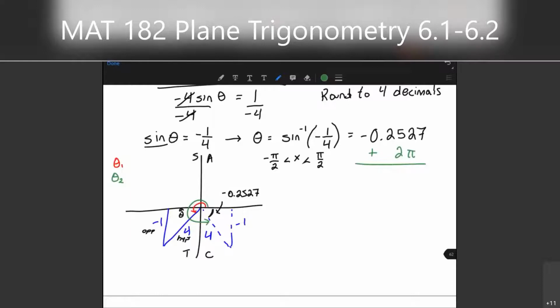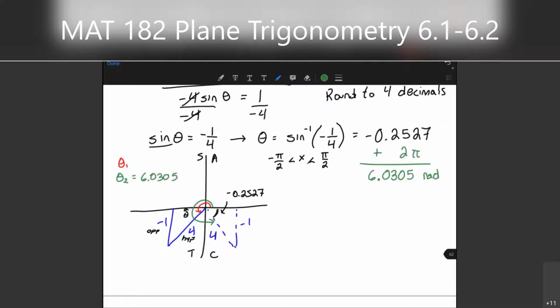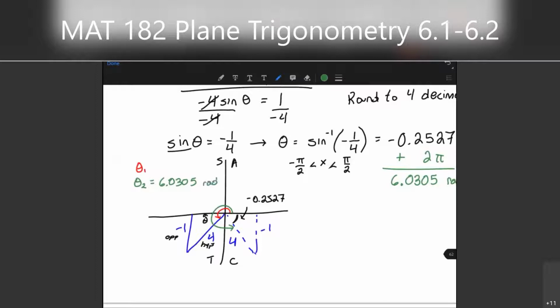Excellent. Anya and Aiden, yep, Joseph, Sam, excellent. So here we go. We're going to get 6.0305, and that's in radians. So that's our theta 2, in radians.